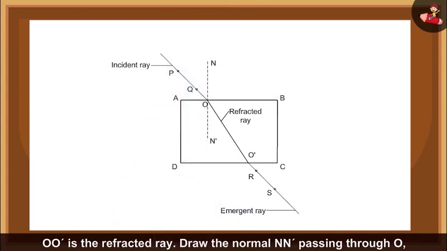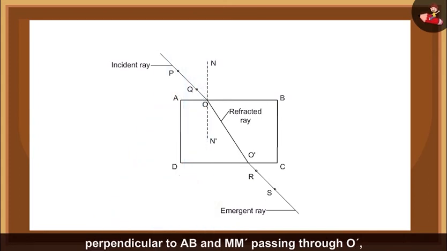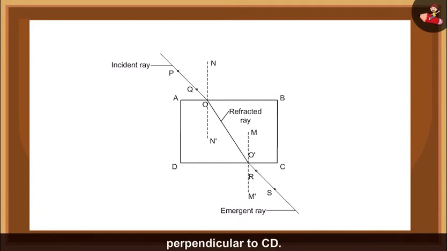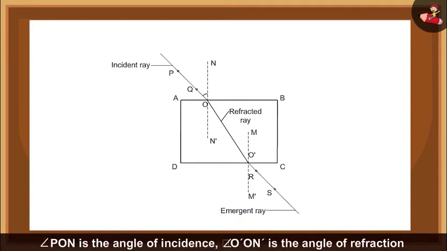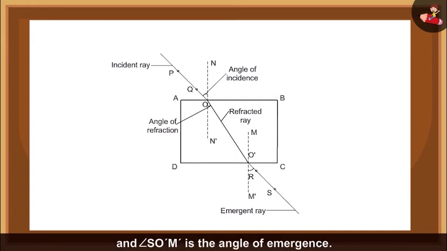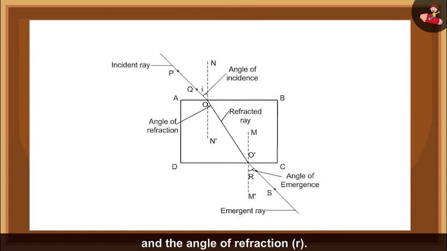Draw the normal NN' passing through O perpendicular to AB and MM' passing through O' perpendicular to CD. Angle PON is the angle of incidence. Angle O'ON' is the angle of refraction and angle SO'M' is the angle of emergence. Now measure the angle of incidence i and the angle of refraction r. You will notice that angle r is less than angle i.